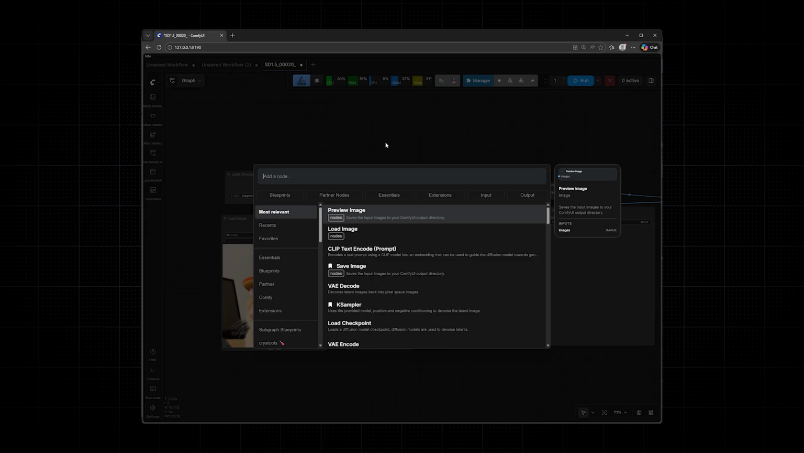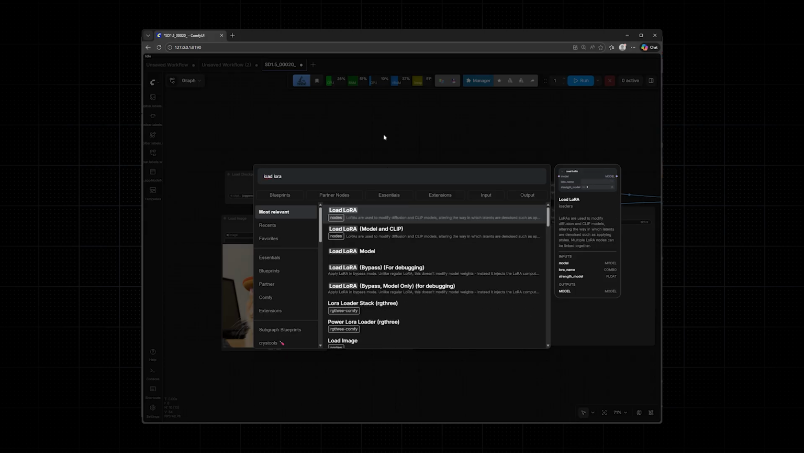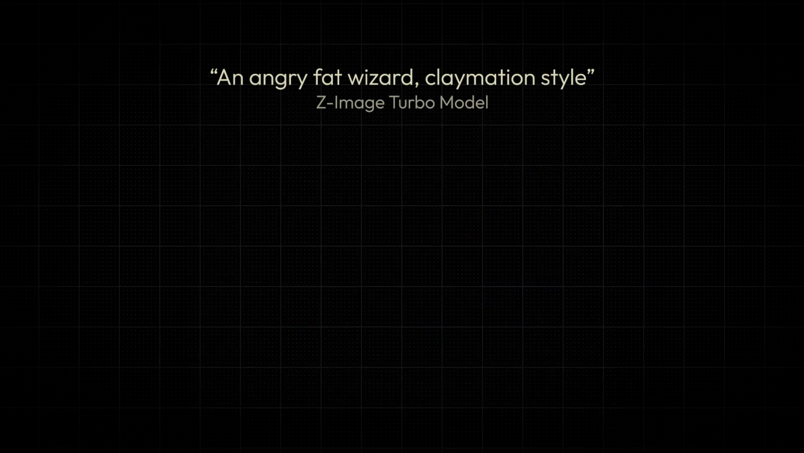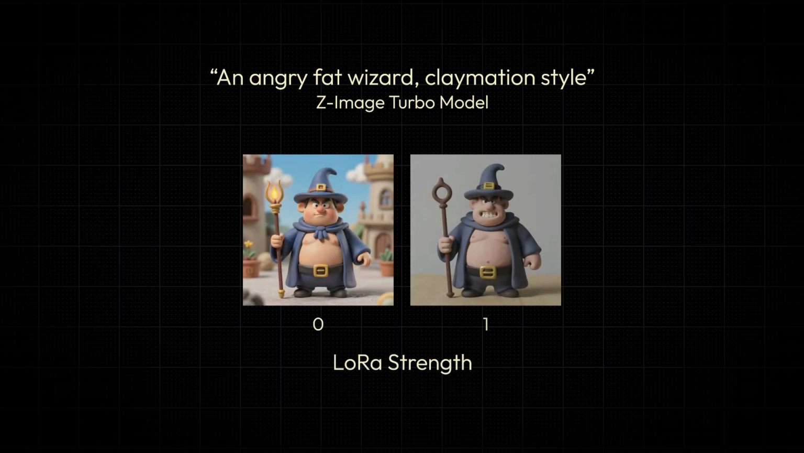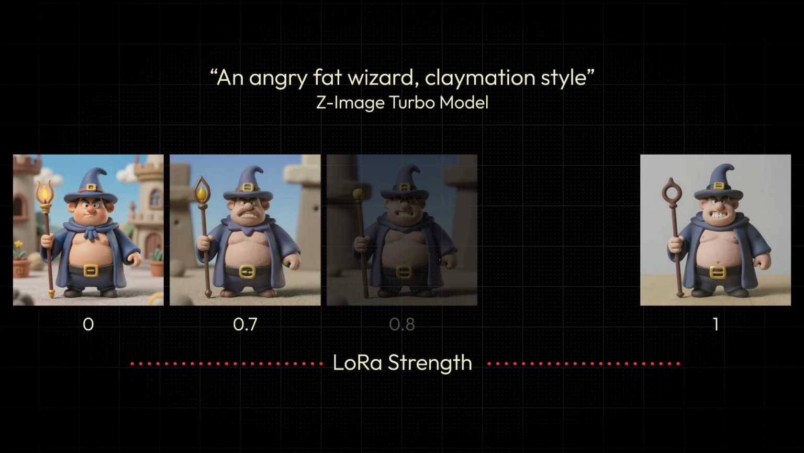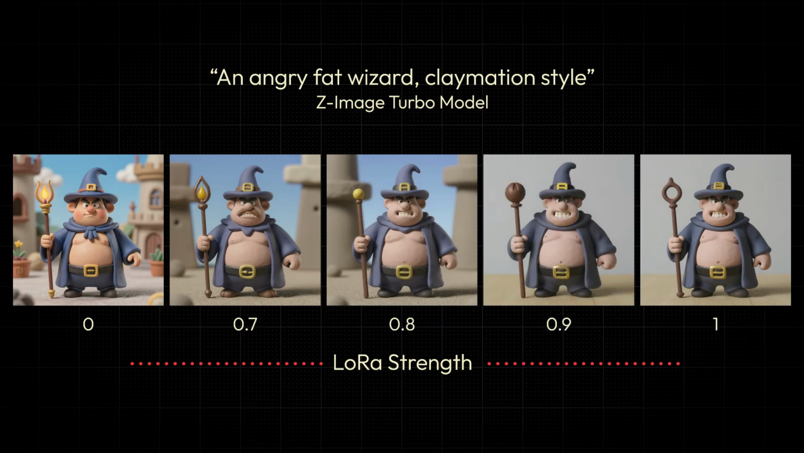To use a LoRa in ComfyUI, the node you need is called Load LoRa. It connects to your model output from the load checkpoint node and sits in the workflow before the KSampler. You pick your LoRa file from the dropdown, and there's a strength slider that controls how strongly it affects the output. A value of 1 applies it at full intensity.